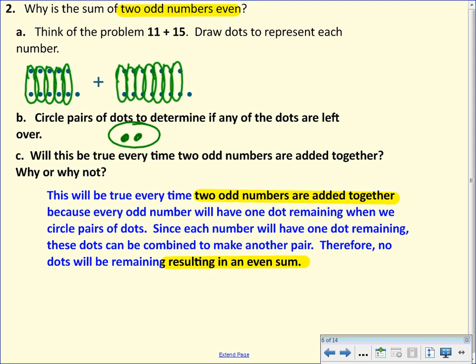The sum of two odd numbers will always be even. And then it asks why or why not, and on your notes is the explanation, looking at the groups of two.